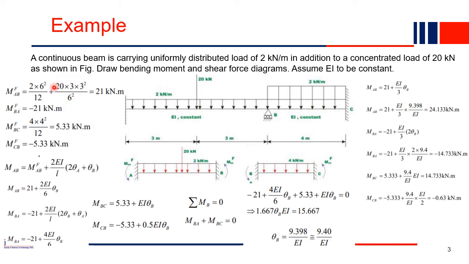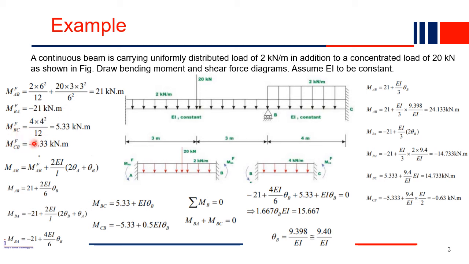This is the fixed end moment because of the concentrated load, and the fixed end moment because of the UDL is W L square by 12. W is 2 kilonewton per meter, into L square, where L is 3 plus 3, that is 6, 6 square by 12. So the total fixed end moment at end AB is 21 kilonewton meter. Similarly, MBA will be the same value with opposite sign, minus 21 kilonewton meter.